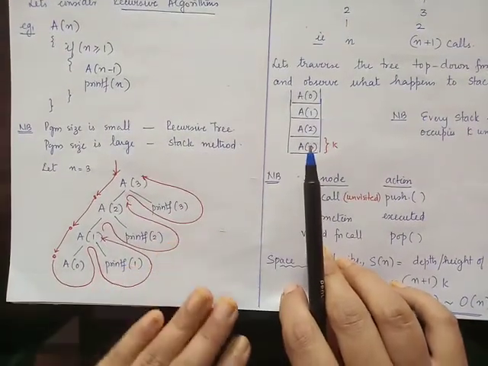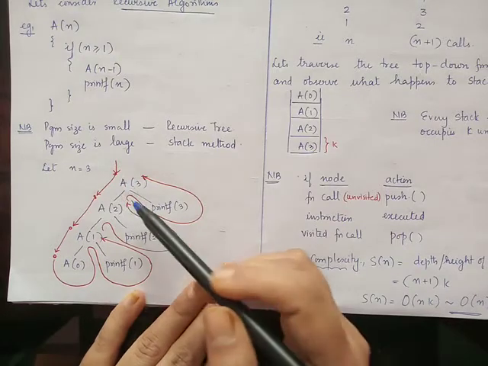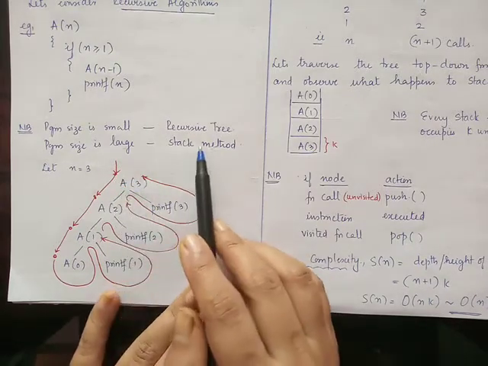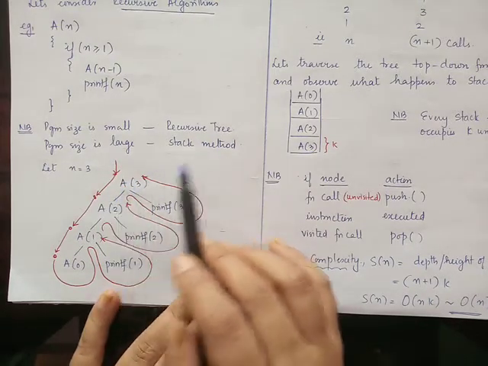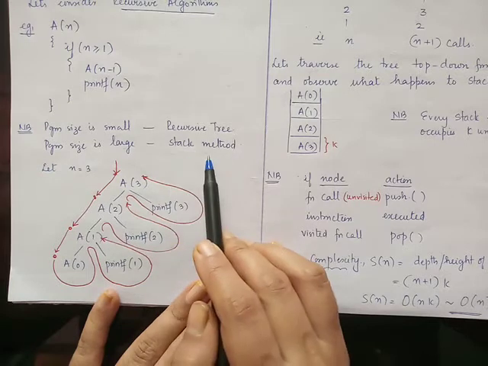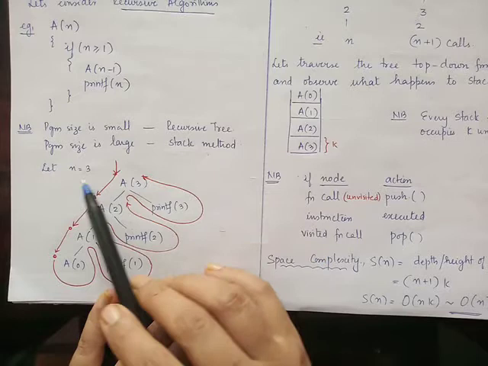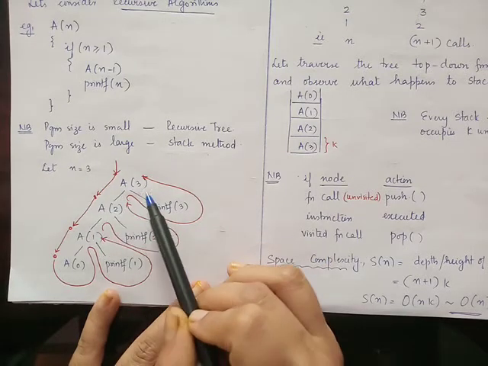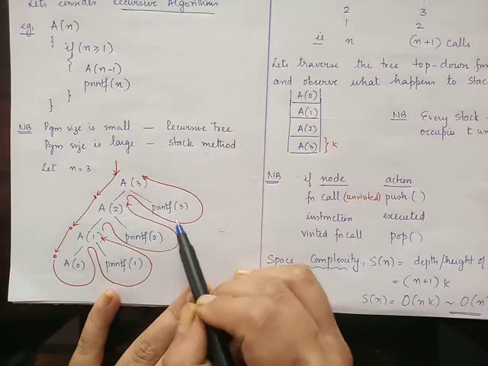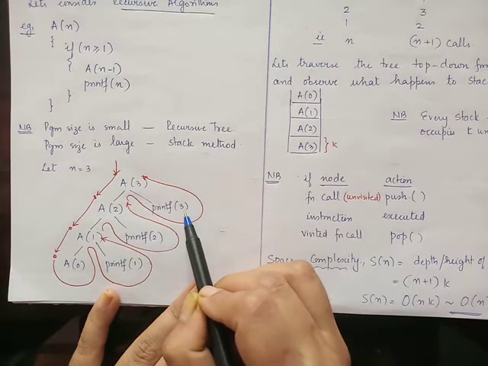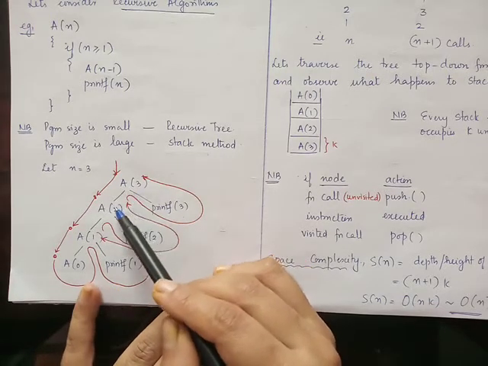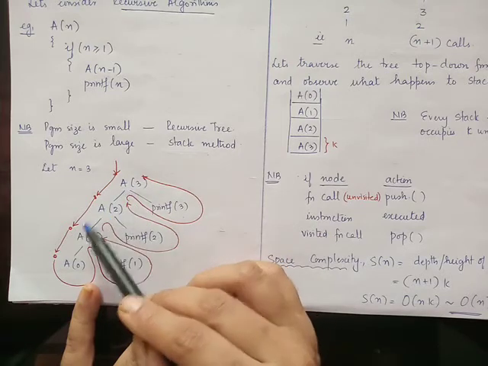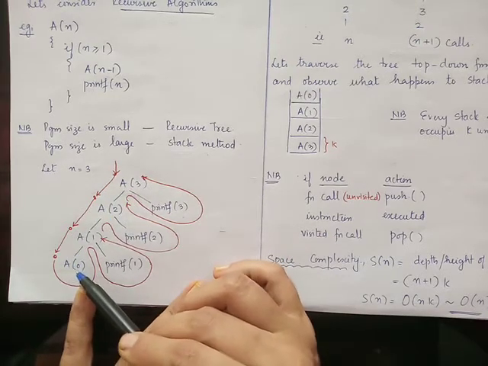So now let us discuss with respect to the recursive tree, and wherever required we will be using the stack method to make the assumptions more clear. Let us assume that the value of n is equal to 3. When the value of n is equal to 3, A of 3 is going to invoke A of 2 and printf with a value of 3.